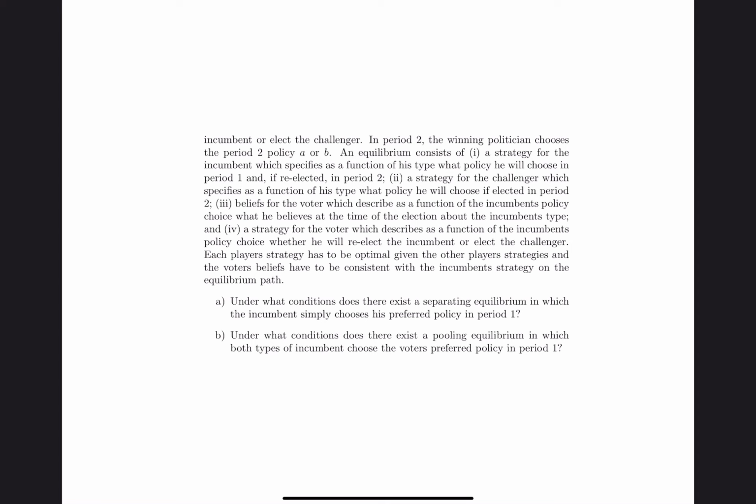Each player's strategy has to be optimal given the other player's strategies, and the voter's beliefs have to be consistent with the incumbent's strategy on the equilibrium path. So the last point here basically is saying that, given your beliefs, it cannot happen that something happens out of the belief system that you have. So if you in equilibrium believe that the incumbent, for instance, is choosing a particular policy with certainty in the first period, then this must indeed happen in equilibrium, else there is an inconsistency.